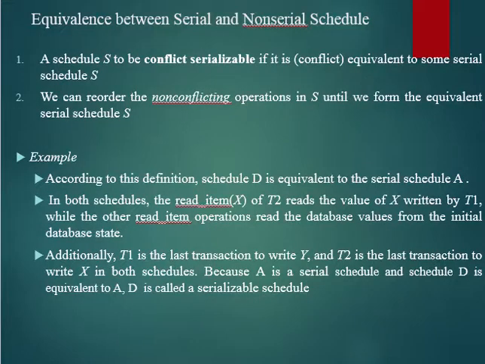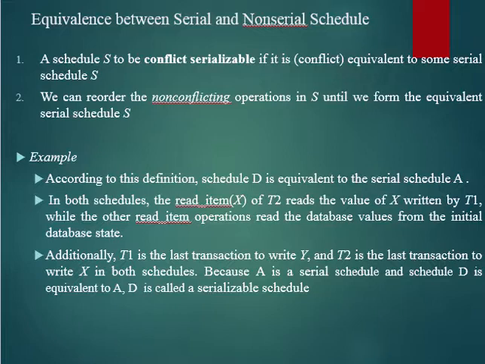So, equivalence between serial and non-serial schedule. A schedule is said to be conflict serializable if it is equivalent to some serial schedule S. So here we are actually concluding our previous statements. We can reorder the non-conflicting operations until we form the equivalent serial schedule S. So that is the second statement. The first statement already concluded our things.